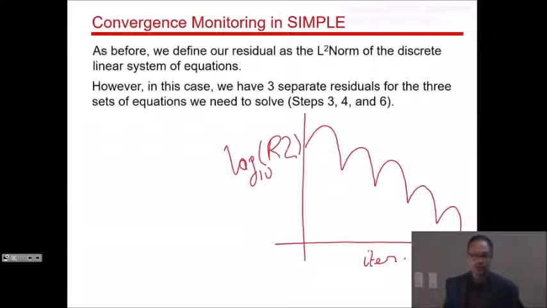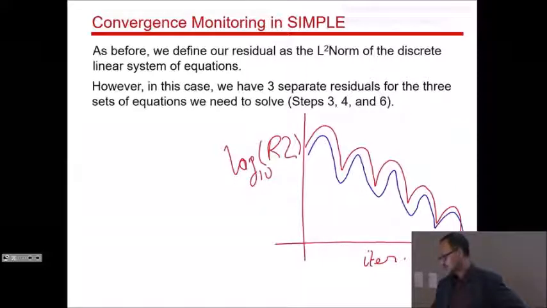That's what it'll look like. And sometimes, and this is very classic, especially at high Reynolds numbers, what you will see is as follows. Your x momentum may look like that. Your y momentum may look like this, again, sort of in phase. Okay? And your continuity may look like this, out of phase.